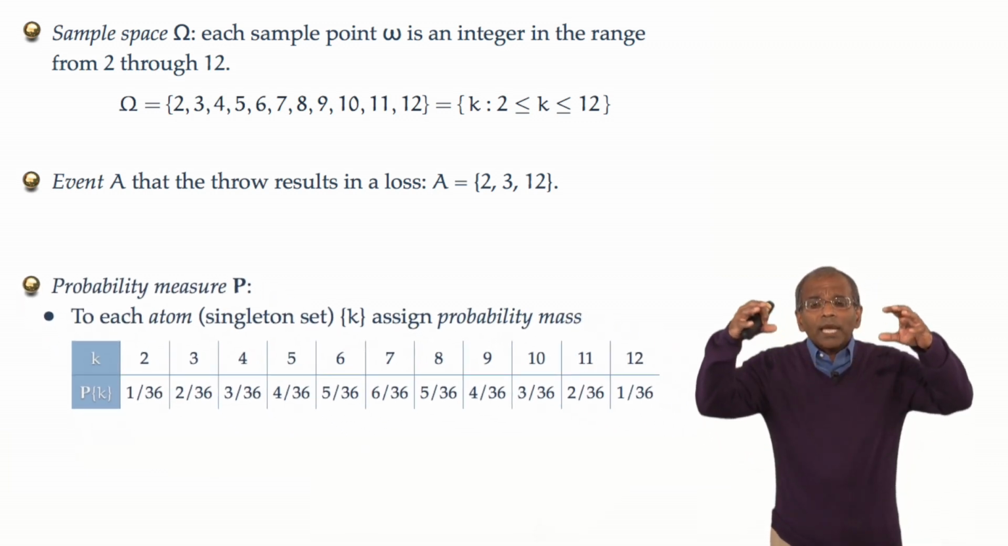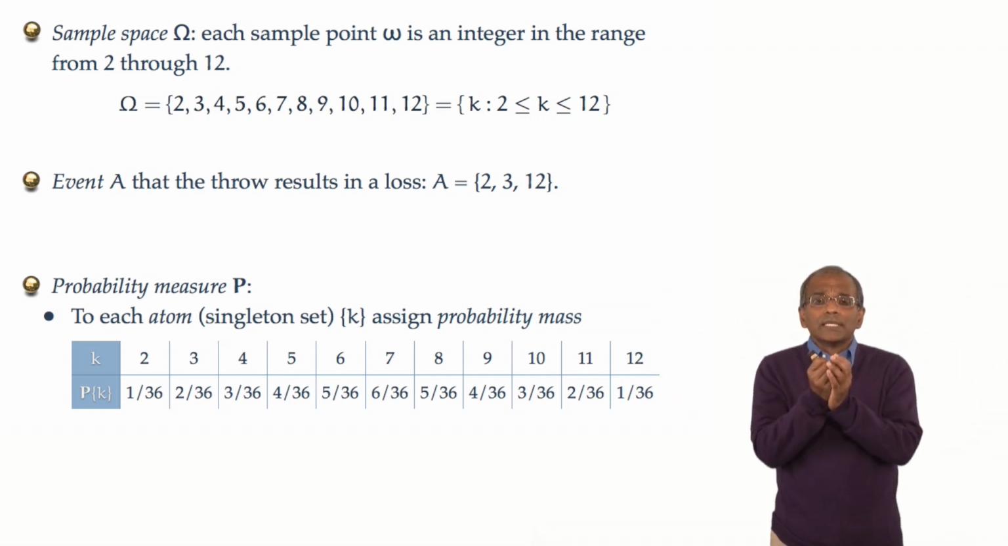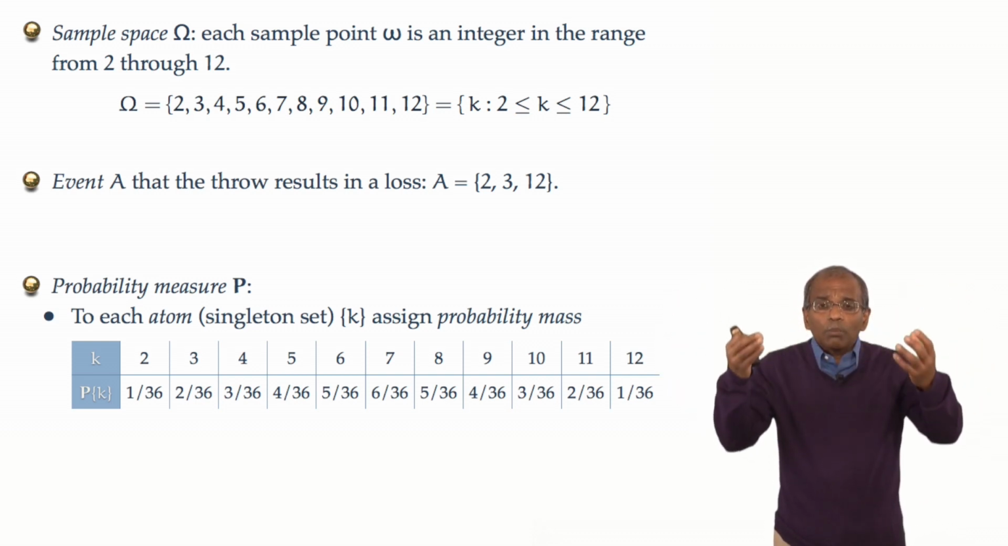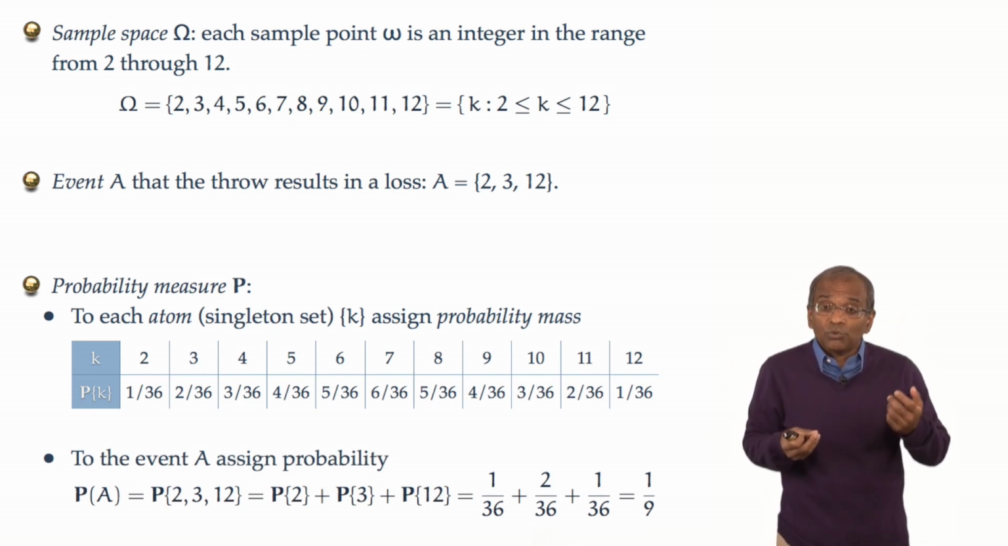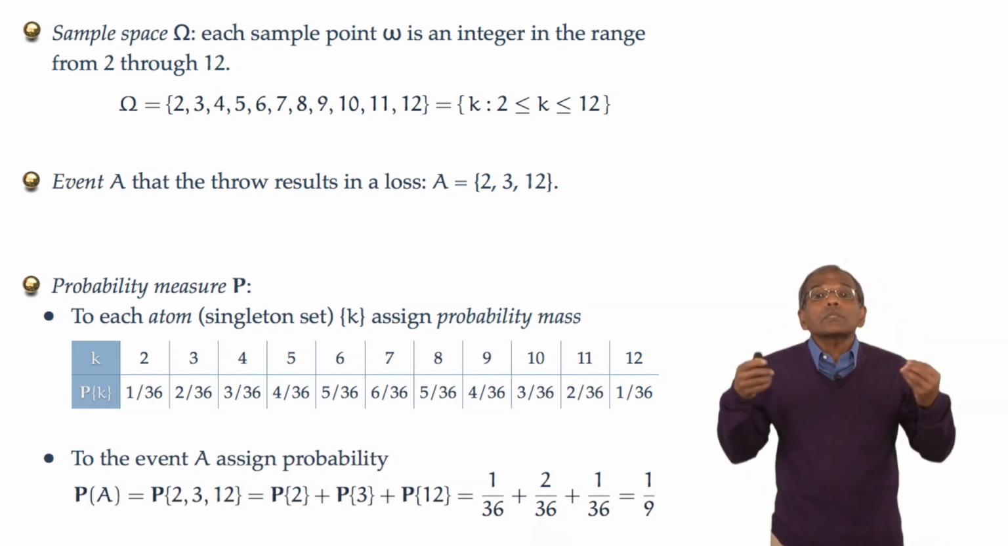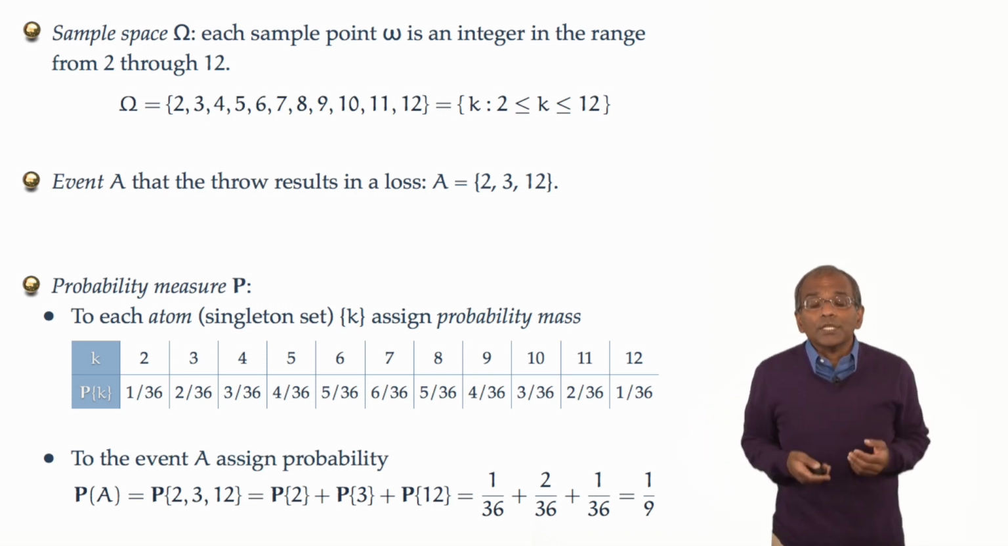Now, we have a system of atomic probabilities. How do we compute the probability of A? Well, we identify that A is comprised of 3 atoms, 2, 3, and 12, and we simply sum the atomic probabilities to get the probability of A.